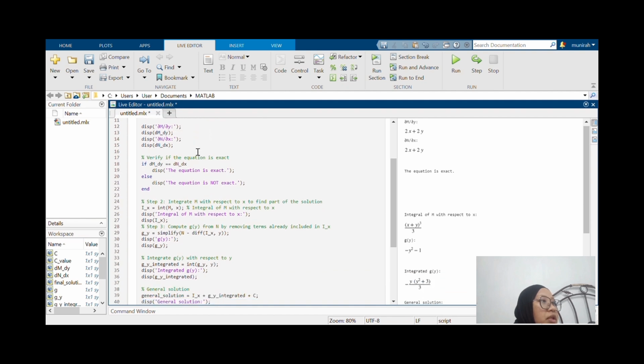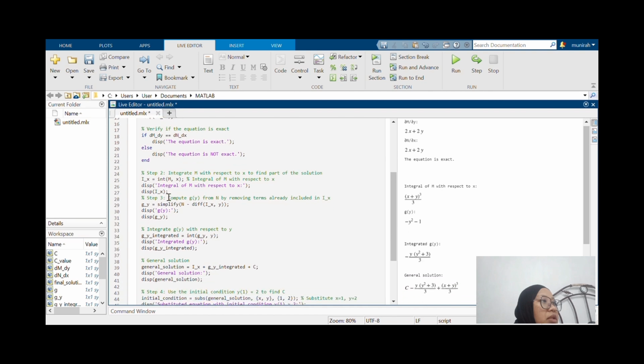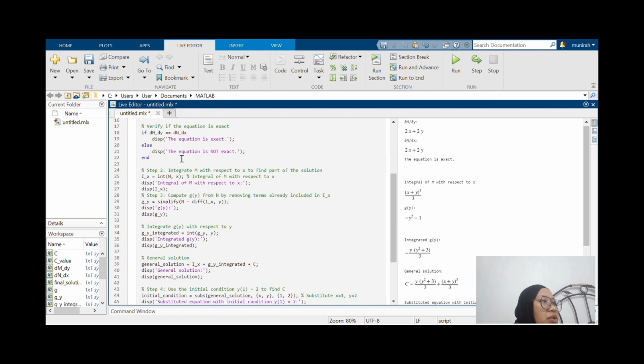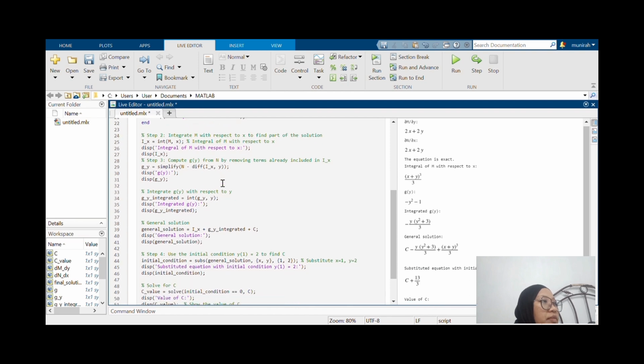If dM equals dN with respect to x, the equation is exact. Else, the equation is not exact. After that, integrate M with respect to x to find part of the solution. Integrate M with respect to x.